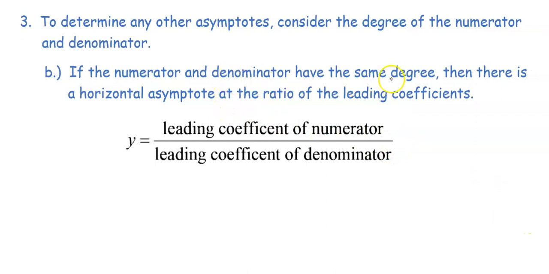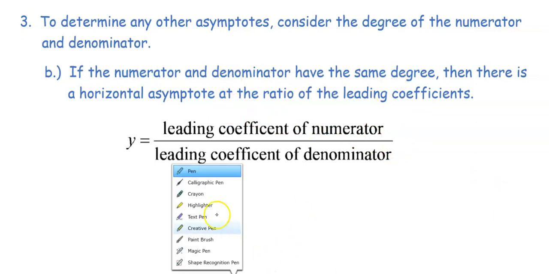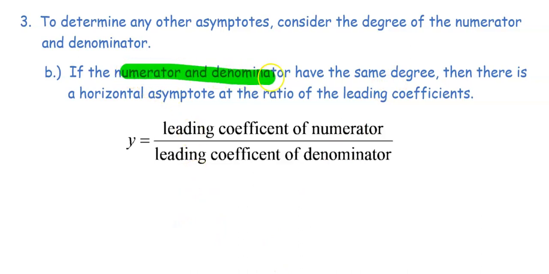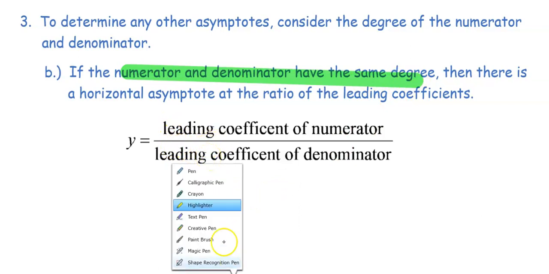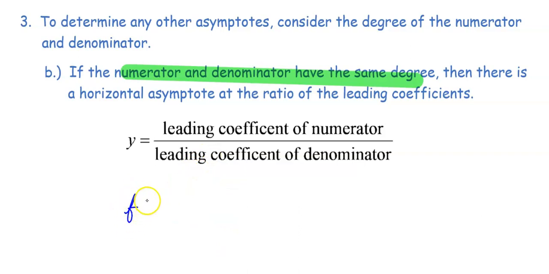If the numerator and the denominator have the same degree, then there is a horizontal asymptote at the ratio of the leading coefficients. What that means, if I say f of x is 6x squared over 2x squared, the leading coefficients have the same degree. That means we're going to have a horizontal asymptote at y equals 3.